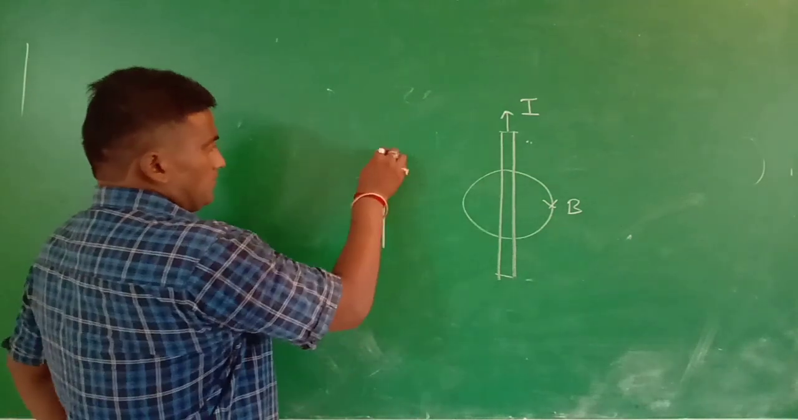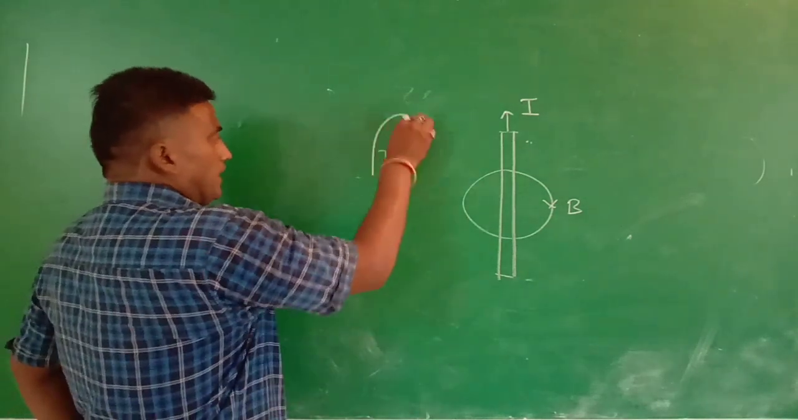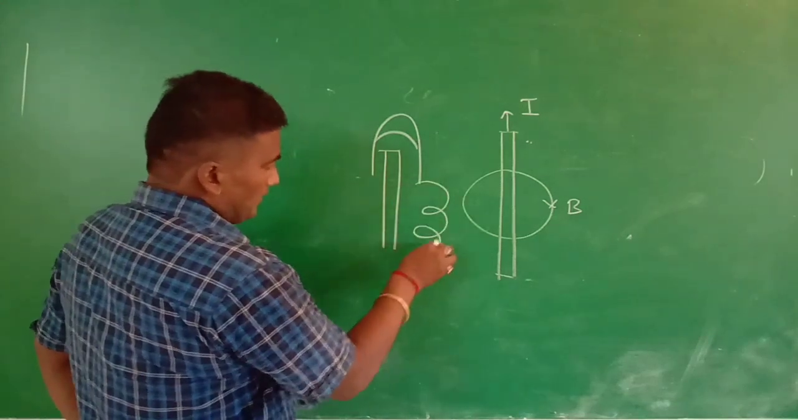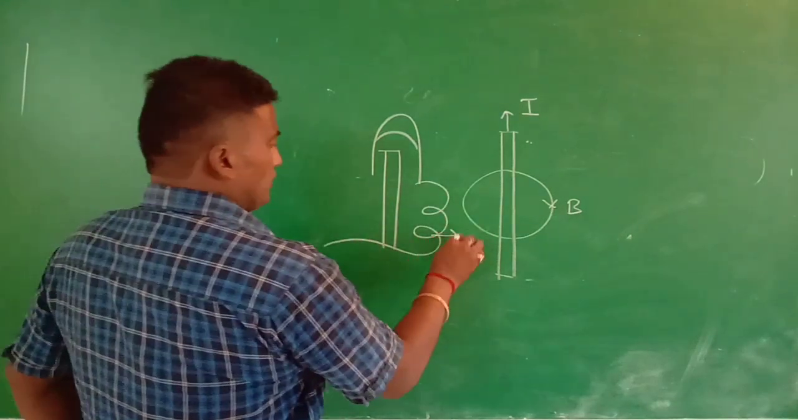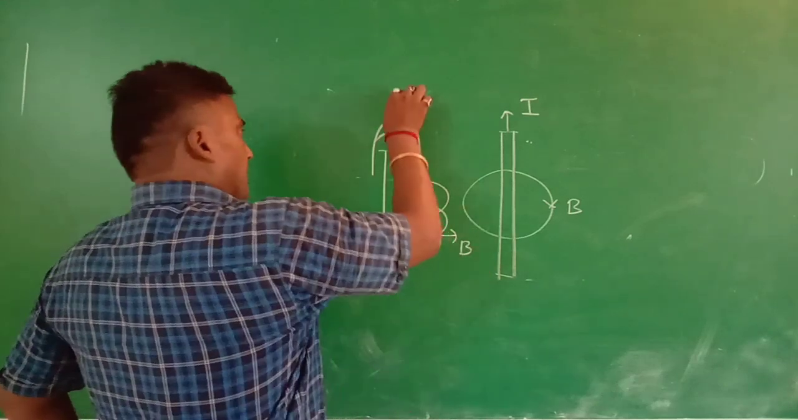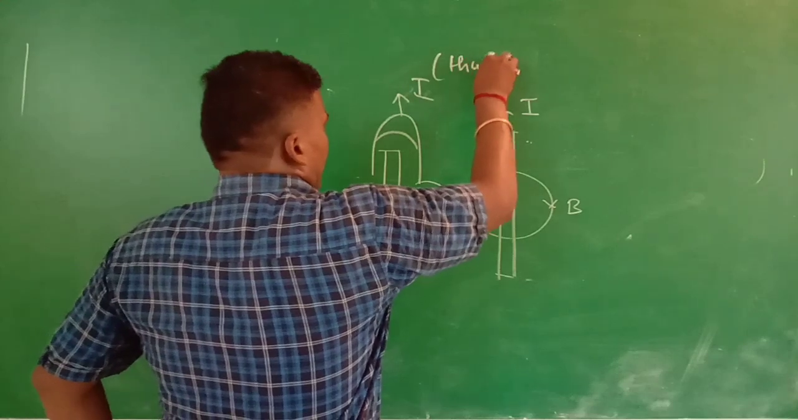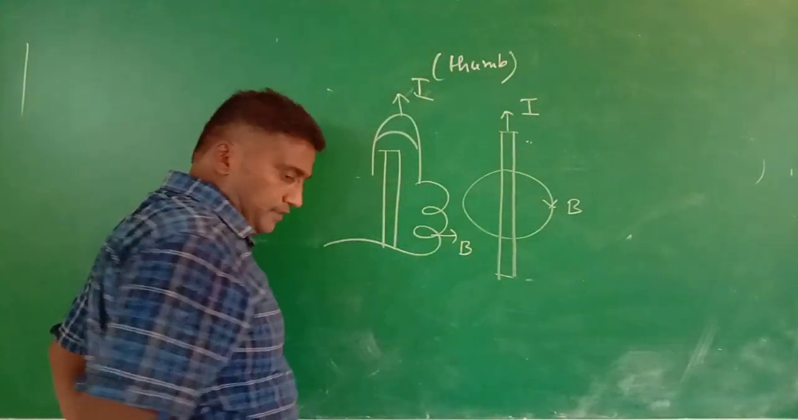Like this, if we grasp it with the help of our hand, then all the fingers show the direction of the magnetic field and our thumb shows the direction of current.